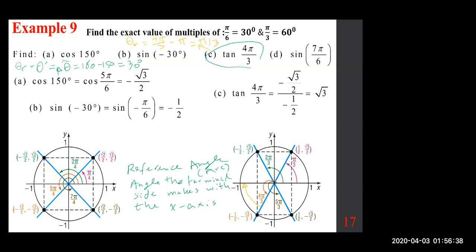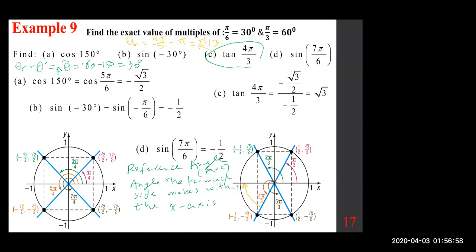Class, 7 pi over 6 is larger than pi, so it gives us the third quadrant, right? So it's the same as sine of pi over 6. All you have to figure out is if it's positive or negative. In the third quadrant, sine is negative.